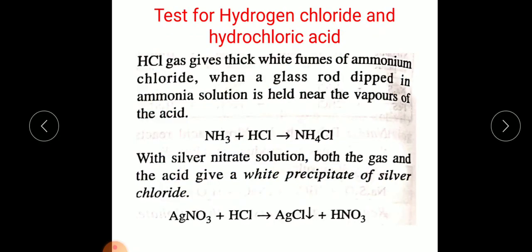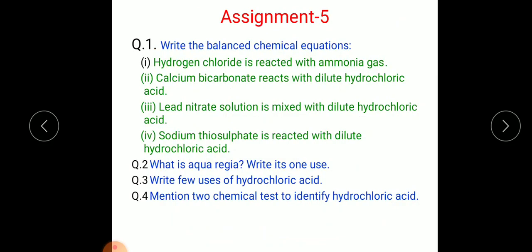How to identify hydrogen chloride and hydrochloric acid? Hydrogen chloride gas gives thick white fumes of ammonium chloride when a glass rod dipped in ammonia solution is held near the vapors of the acid. When ammonia is brought near the vapor of HCl gas, dense white fumes are formed. From there we can identify it is HCl gas. And with silver nitrate solution, both the gas and the acid give a white precipitate of silver chloride. So this is how we can identify the substance.